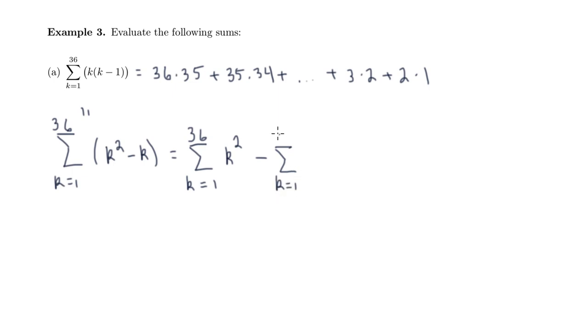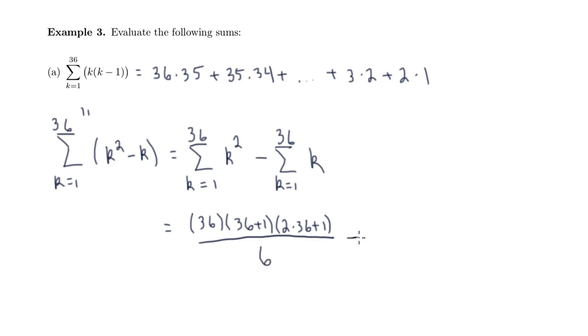So this is the sum from 1 to 36 of k. And now we have formulas for both of these. This should be 36 times 36 plus 1 times 2 times 36 plus 1 all over 6, minus, this guy is going to be 36 times 36 plus 1 all over 2. Okay, in this case, n is just 36.